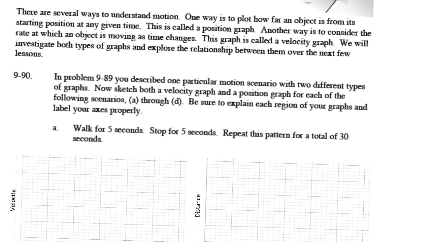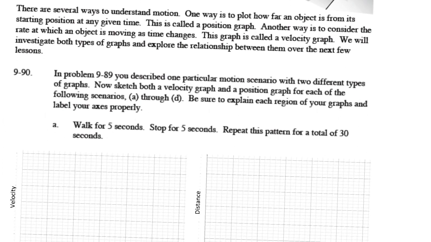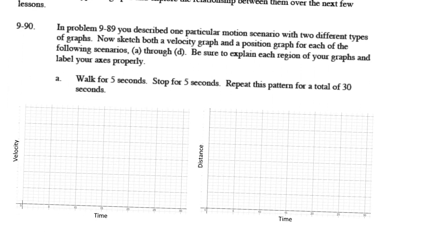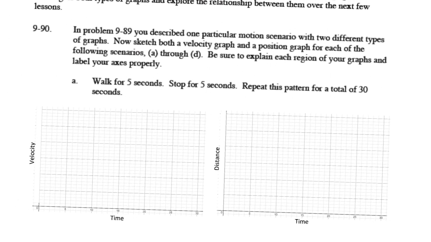We'll start with problem 90, and just before I even dive into this problem, I just want to show you the differences between the velocity graph and the distance graph, and how the graph will look. When we're looking at the velocity graph, I'm just going to talk in general. For the velocity graph, you will always see horizontal lines.